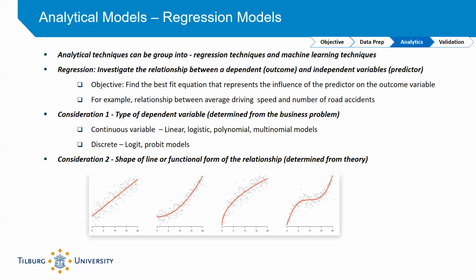The second consideration is the shape of the line or the functional form of the relationship. Do you expect the relationship to be a straight line, or a linear relationship? Or do you expect it to be non-linear, having a different form like, say, exponential, logarithmic, inverted U, and so on? In our example, average driving speed and number of road accidents, what do you expect the relationship to be?